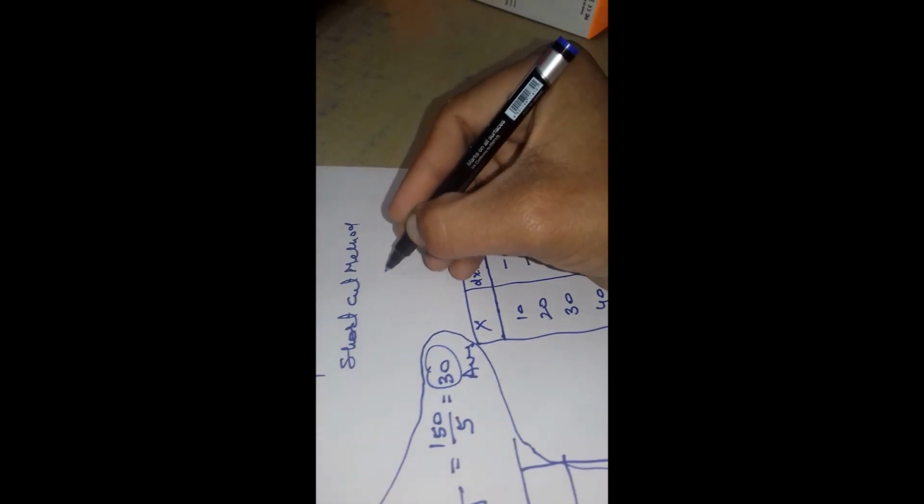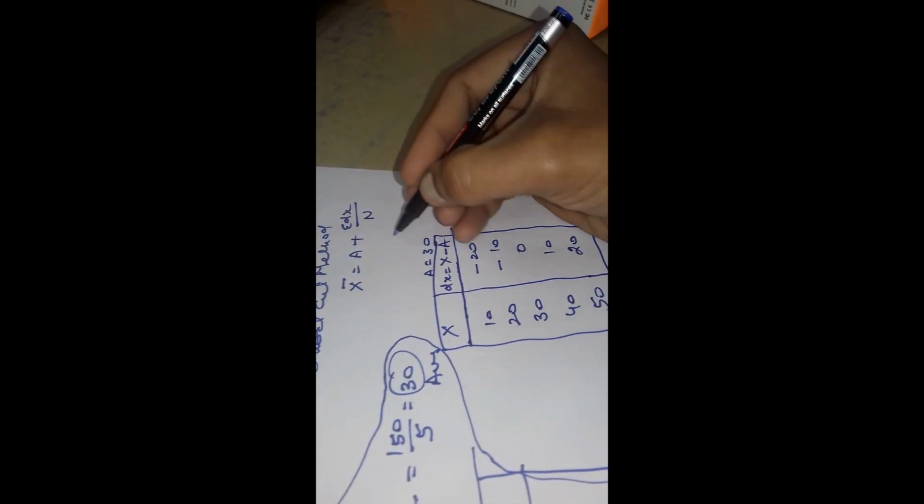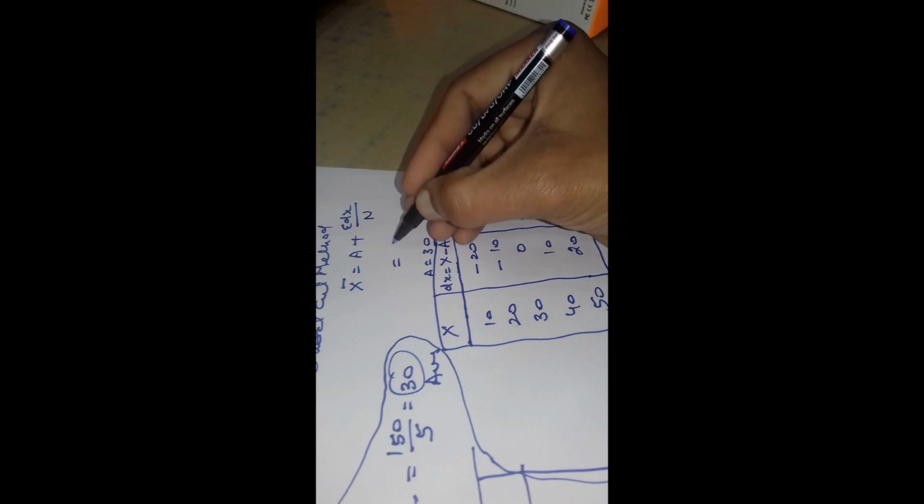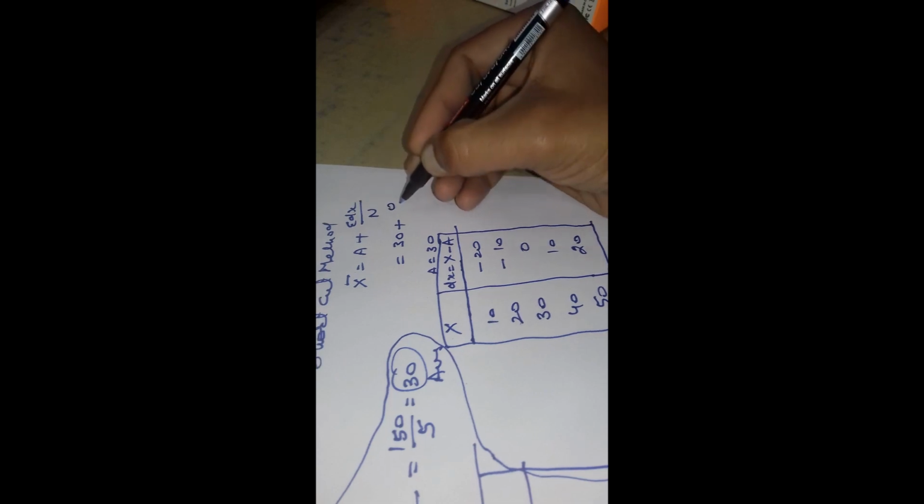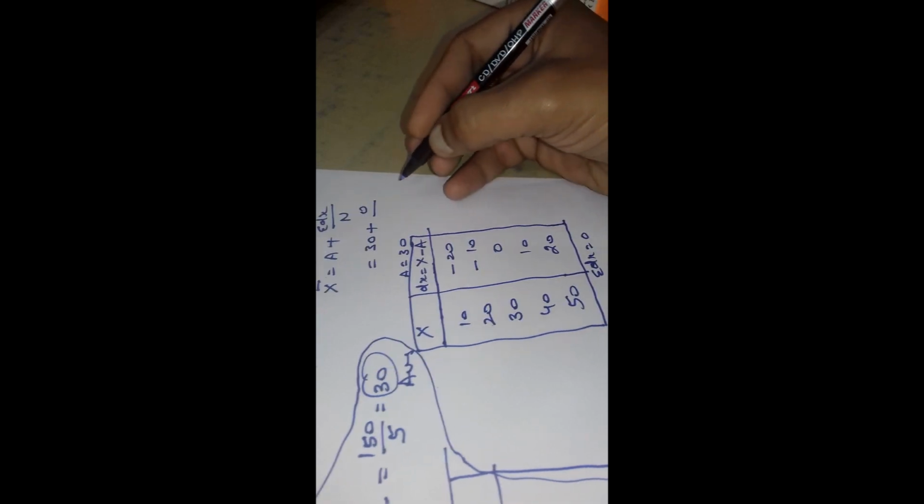You can work it out in this formula, x bar equals a plus summation dx over n. Now putting the values in the formula, a is 30 plus summation dx is 0 over n, the number of observations, which is 5. So it will be 30, that will be the answer. So the same thing appears in the individual series, whether by the direct method or by the shortcut or indirect method. We can obtain the same answer.